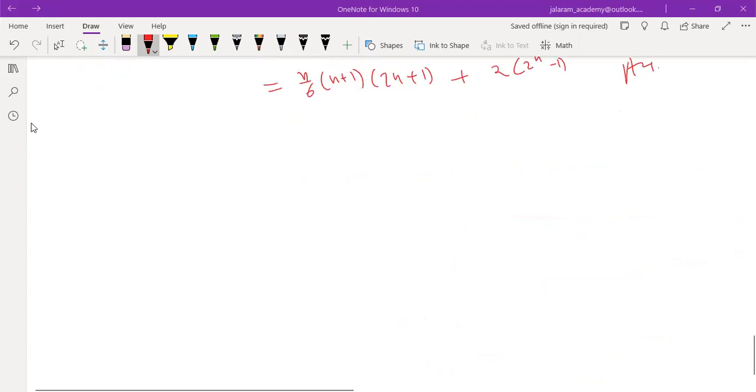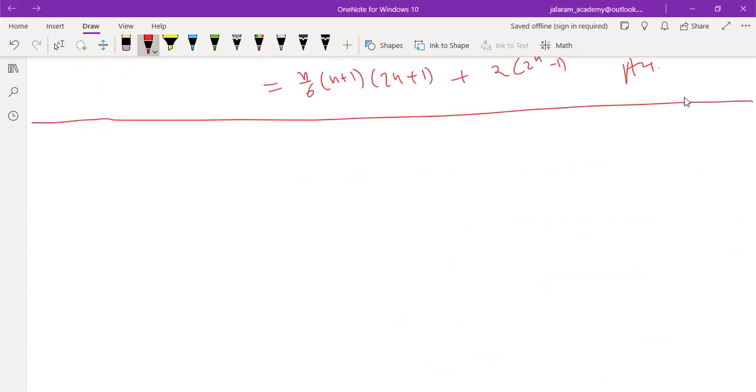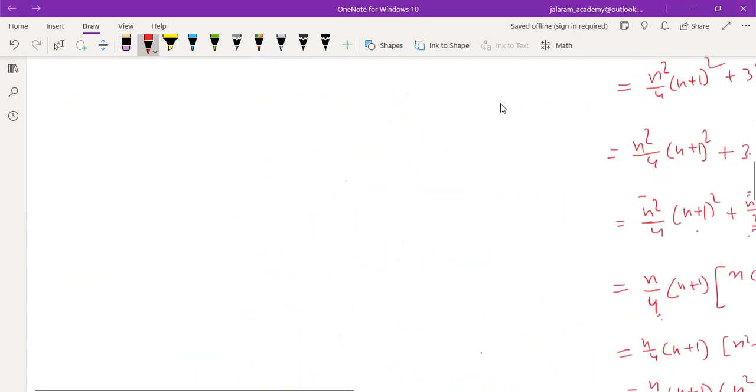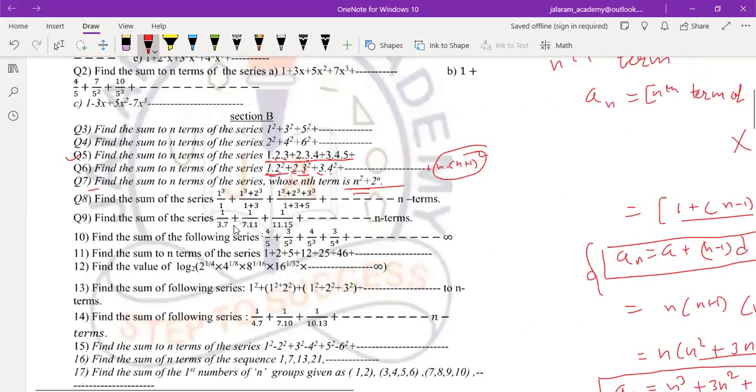So by using the same algorithm, Sn equals sigma n. Stepwise, we can find sum of any series. Like this question number 8.